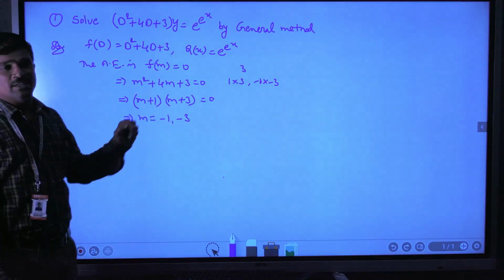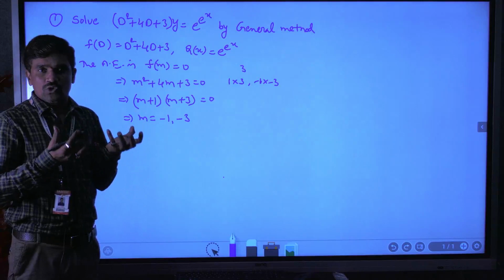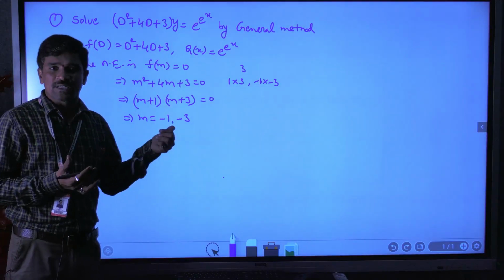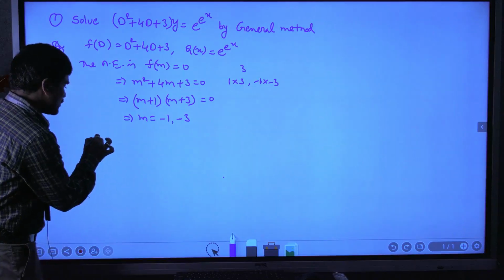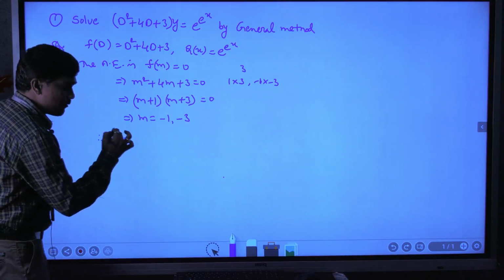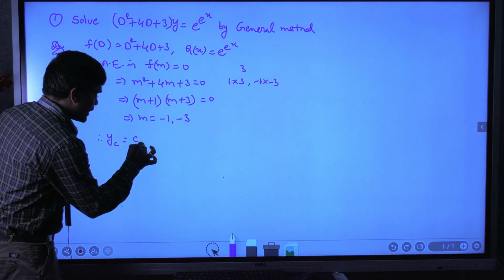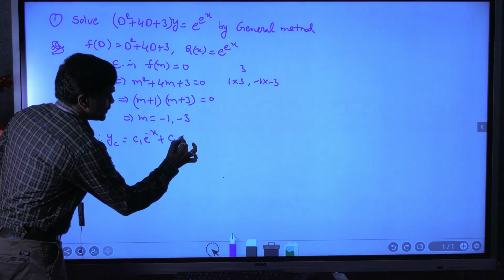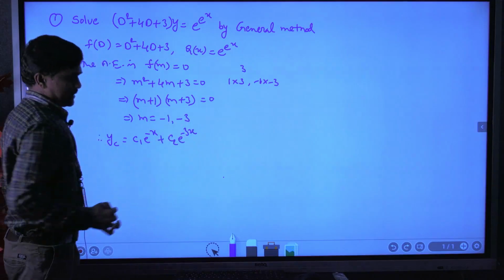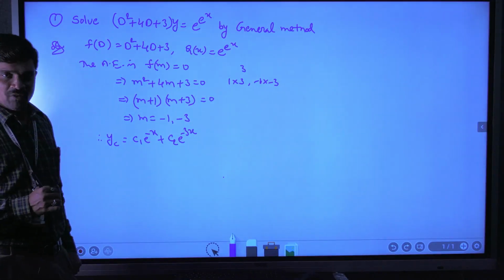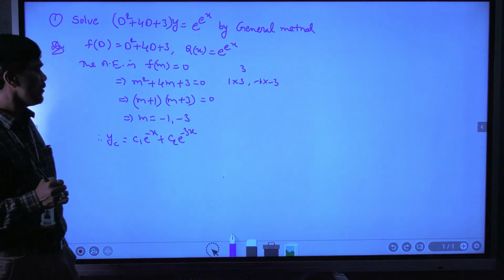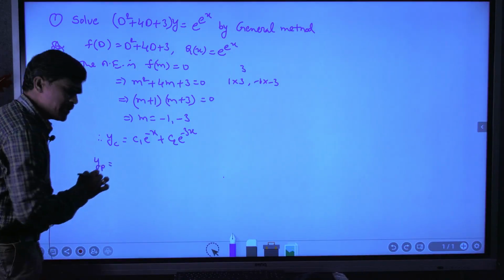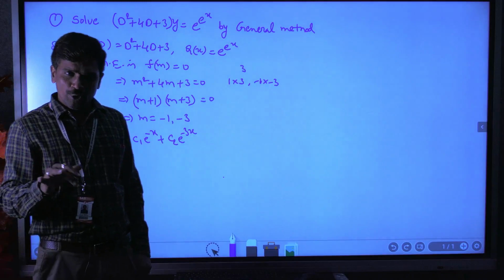So here the roots are distinct. When roots are distinct, what is the solution? The solution for distinct roots, that is yc, is written as c1 e power minus x plus c2 e power minus 3x. This is the complementary function. Now yp, what is yp? Actually yp is 1 by f of D into Q of x.